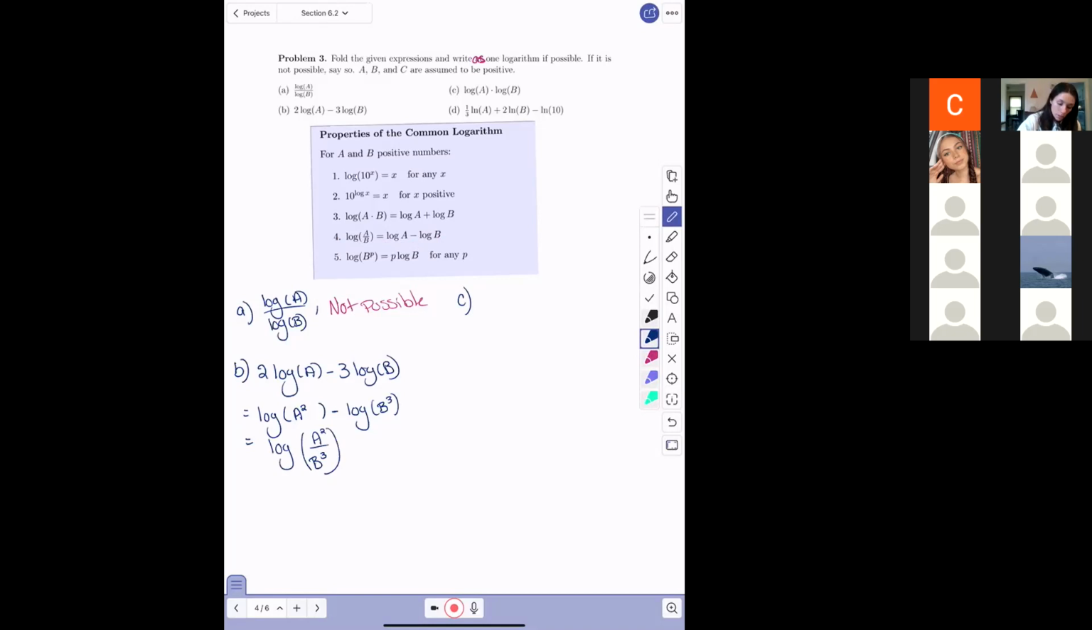Okay, for C, we have the log of a times the log of b. Does this match anything on this side of our properties? Yes. Oh, no, I lied. Okay, no, good. Good answer. So this one is also not possible.